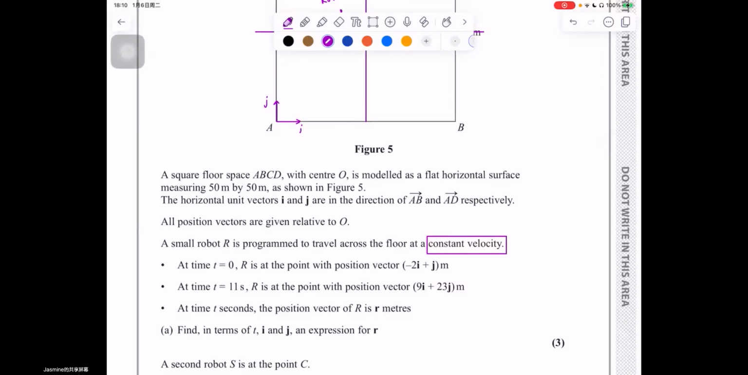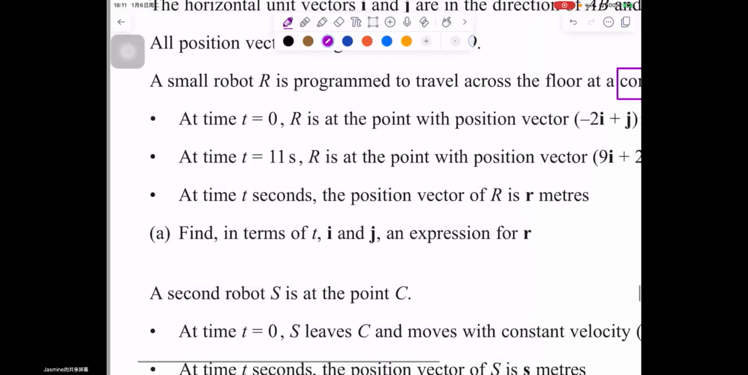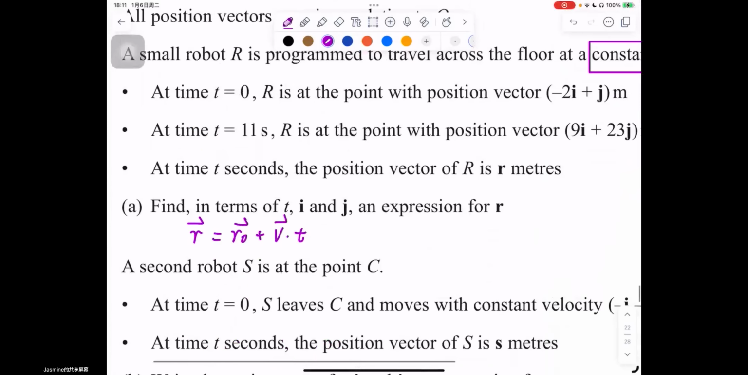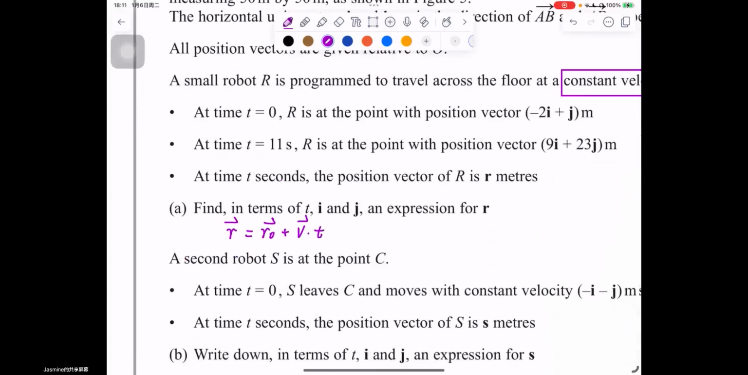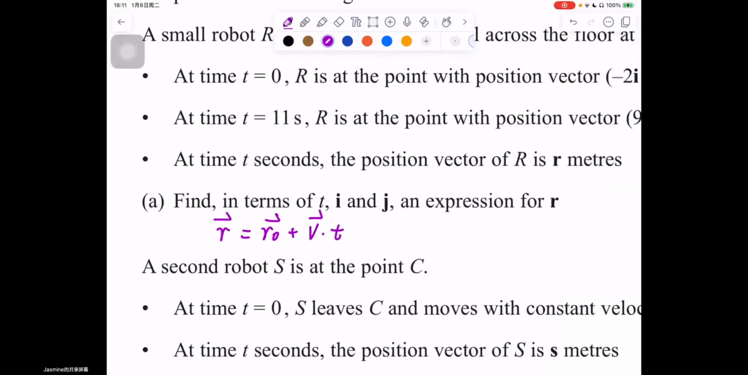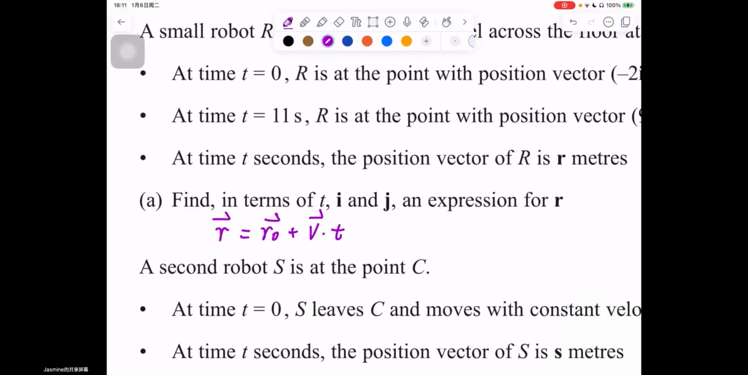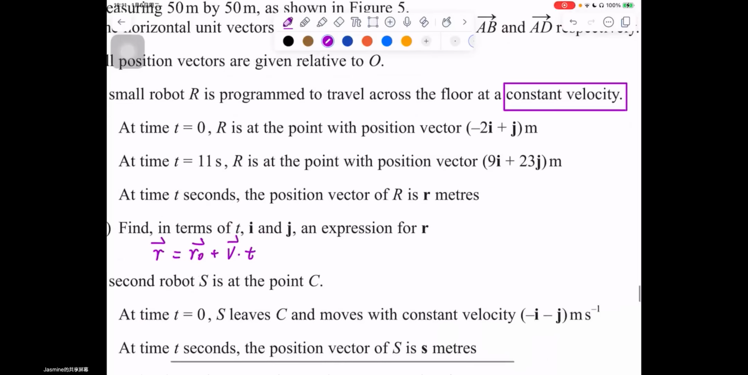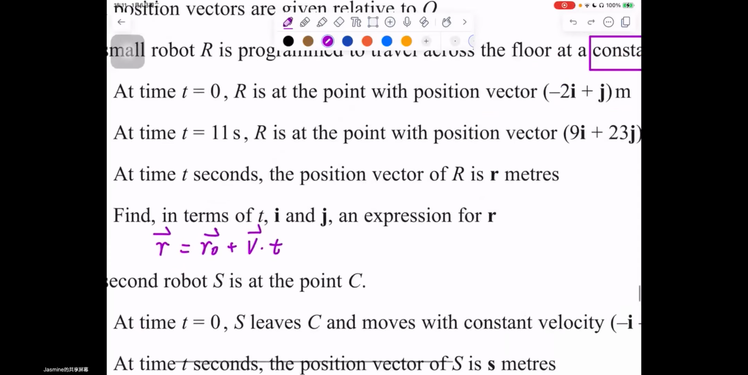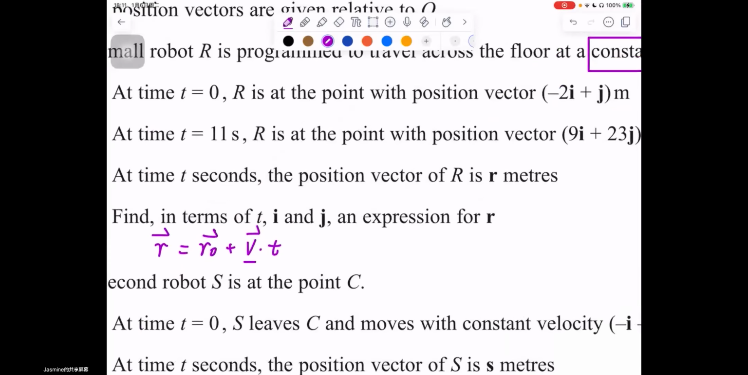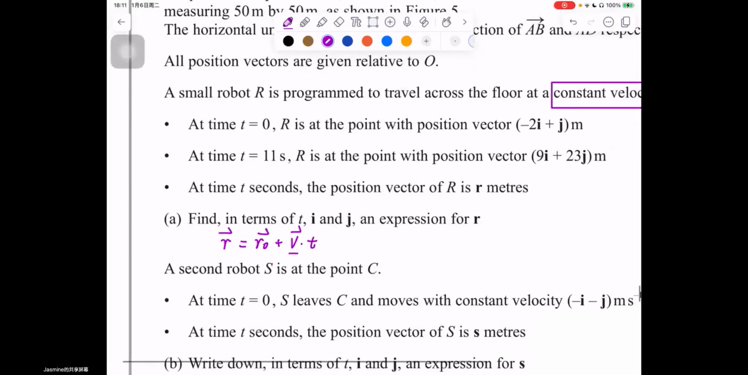Firstly, we don't know anything about r, but we know this formula: r equals r0 plus v times t. So r0 is the initial position vector, v is the velocity, and t is the time. Now, what do we know about this? We know r0, which is the initial position vector here, and we only need to figure out what v is.